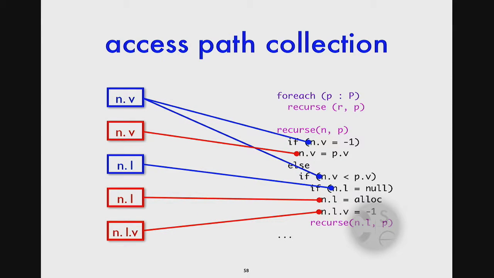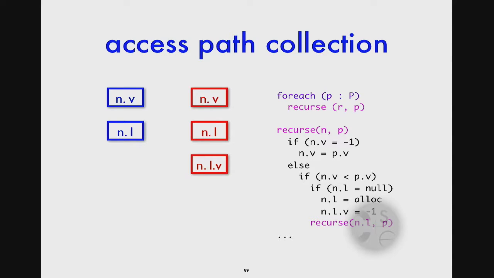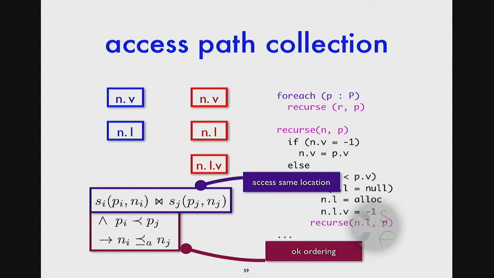So for example, this is actually a little piece of a binary tree insertion code. So I read n.v. I write to n.v. I read from n.l. I write to n.l.v. So I can basically just gather this information. Okay. So I can take these access paths, and now I can think about applying my dependence test. I want to know whether for every pair of iterations, this is true. This is OK.